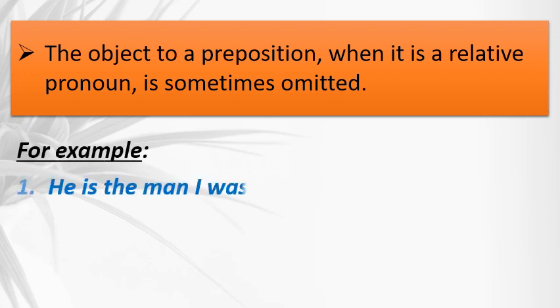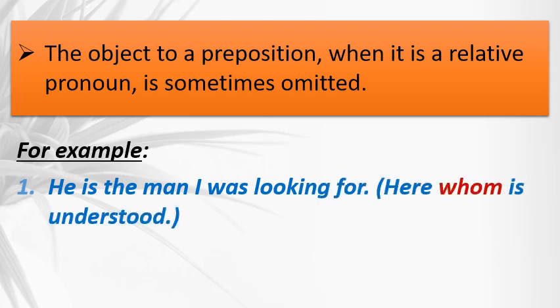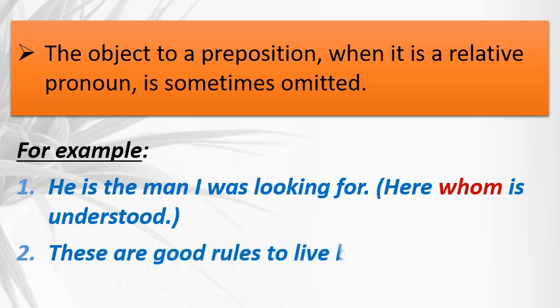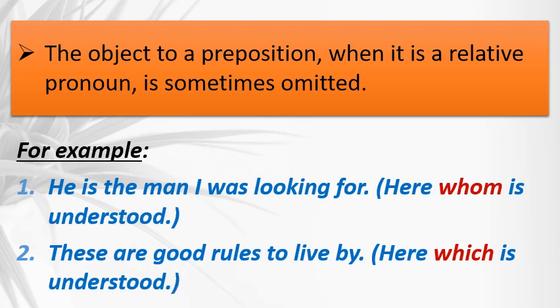Number 1, he is the man I was looking for. So as you can see that here whom is understood and it is a relative pronoun, so no need to write it. So we can say like this also, he is the man whom I was looking for. So here whom is understood, so no need to write it. So that's why we are omitting it. Same with example number 2. These are good rules to live by. So here which is understood and it is a relative pronoun, so no need to write it.